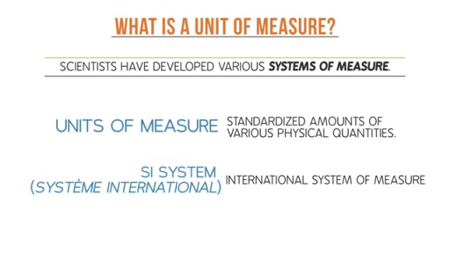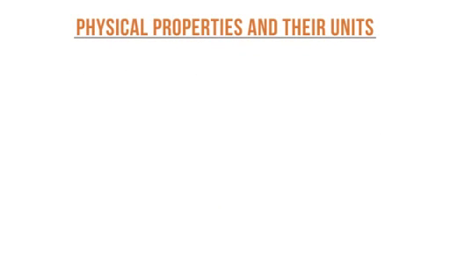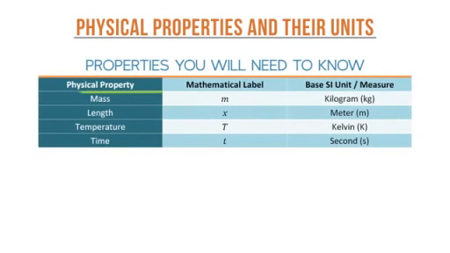It is a very comprehensive system with many units of measure. However, we will only need to cover a few of these units in order to prepare for the T's. The fundamental physical properties you will need to know for the T's are as follows: mass, length, temperature, and time. You can see that for each property there is a mathematical label, which is used in formulas, and the actual name of the corresponding SI unit or measure. Please feel free to pause the video and familiarize yourself with the information on this chart.